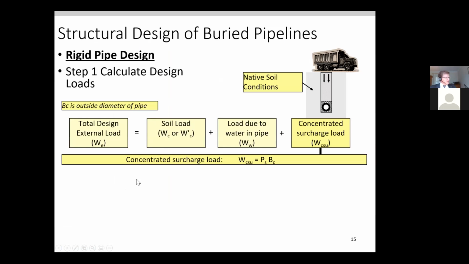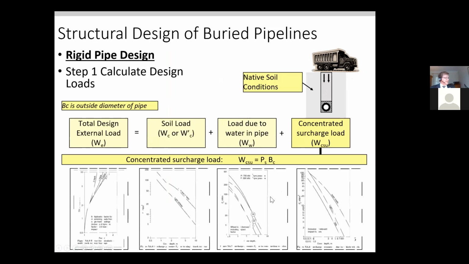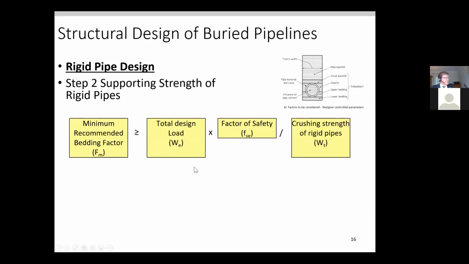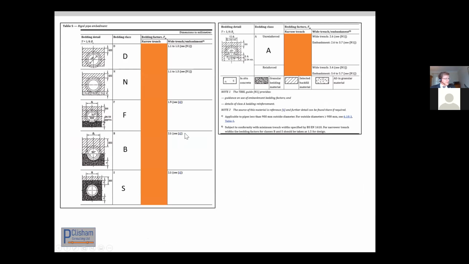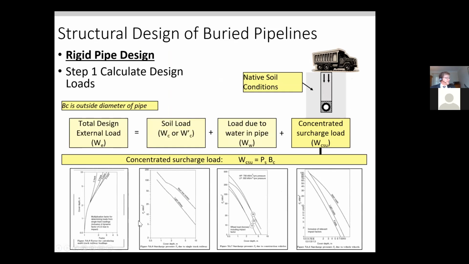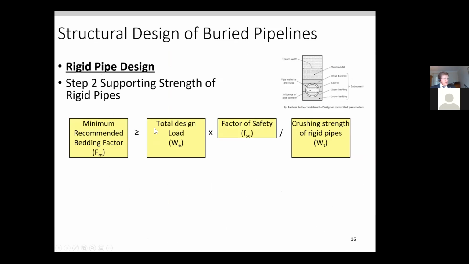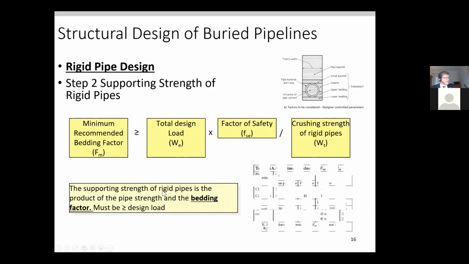So very simply, I won't labour it, you've got to work out a load, which is the soil, plus the load due to the water in the pipe, plus any loading from traffic. And there's guidance given on this. And the bedding factor that you get from here, so if you select B, 2.5, has got to be greater than the total design load, which you just calculated, times a factor of safety divided by the crushing strength of the pipe. So the higher the crushing strength of the pipe, the lower this number becomes, and you need less of a bedding factor. And it's as simple as that, really.